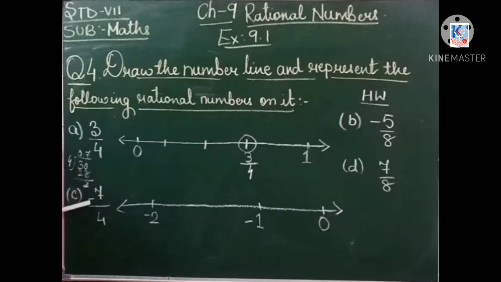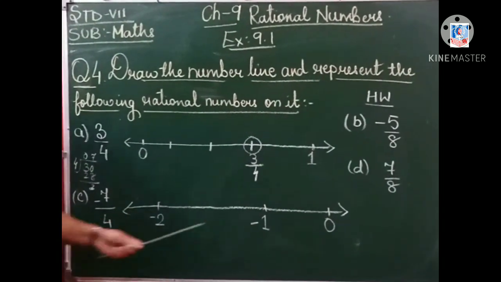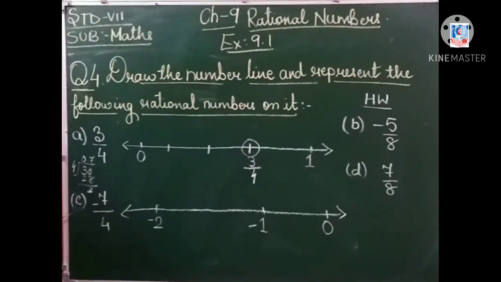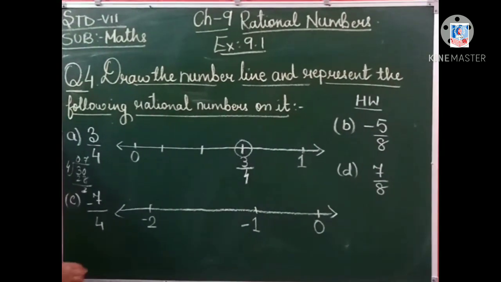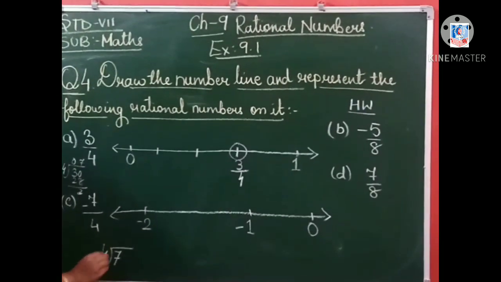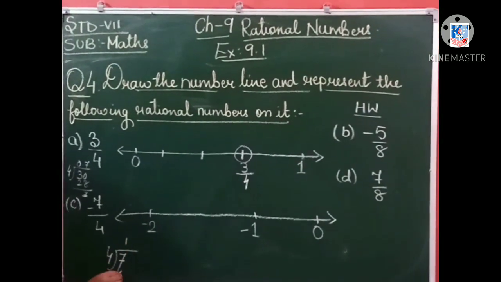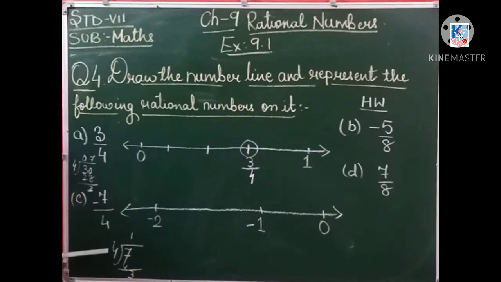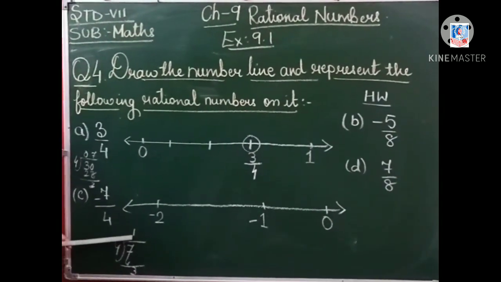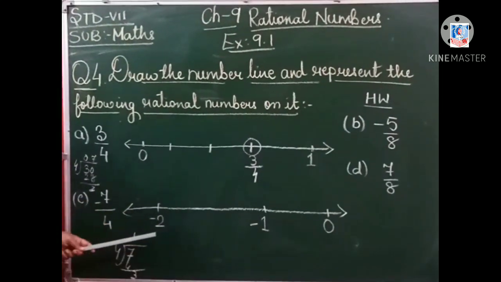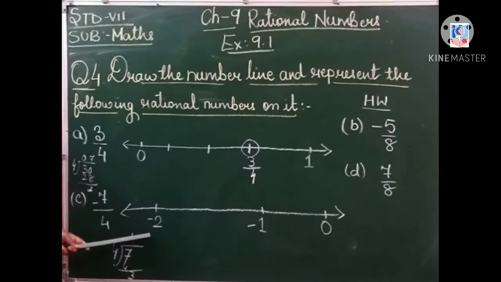Next, minus 7 by 4. First see here, this is minus. That means this will come on the left side of 0. Now again, divide and see where it will come. 7 by 4: 4 ones are 4 and 3. That means this will come in between minus 1 and minus 2.